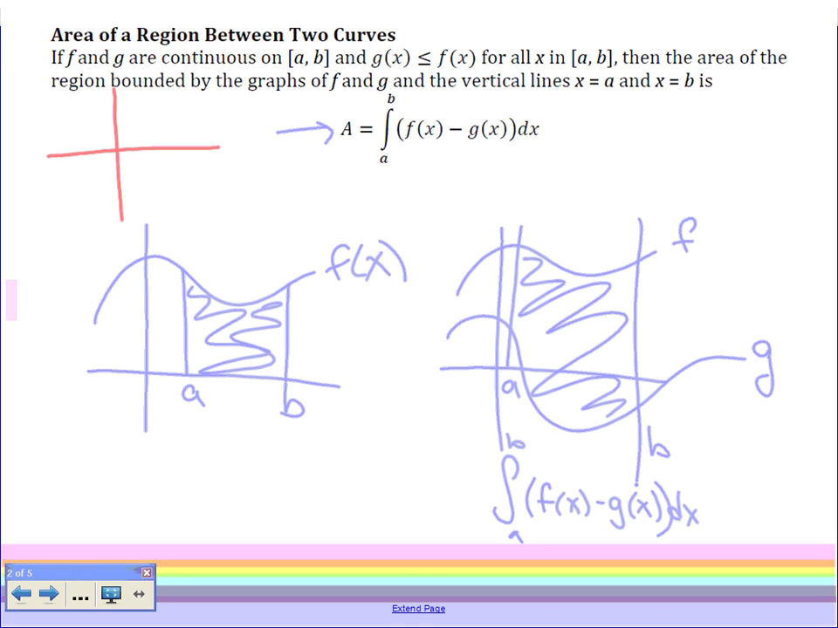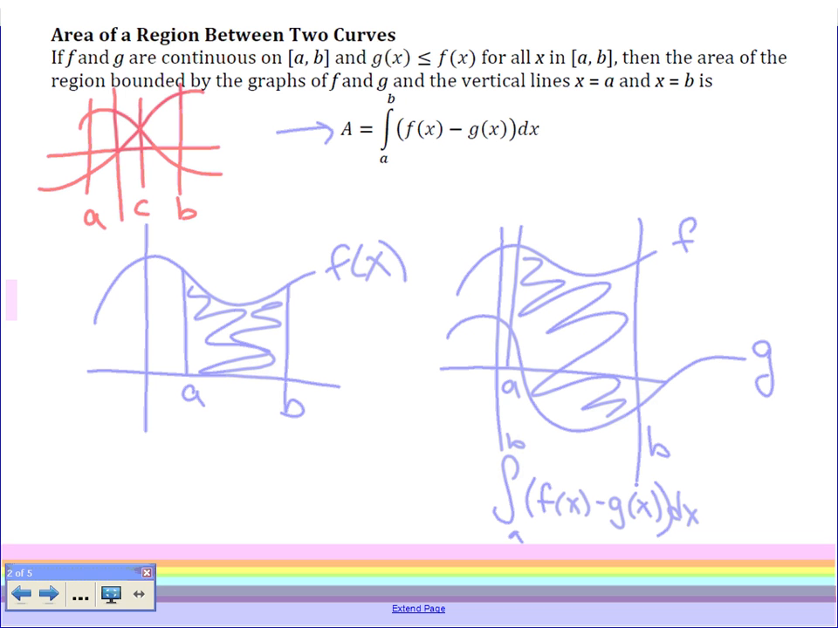If for some reason they cross in between, so say I have from a to b here to here, well then we're going to have to break it apart. We'll have to do from a to some c value, and then from c to the b value, and then add those together. But that's not until the second part of this section. We're not going to do that in this set of the notes.